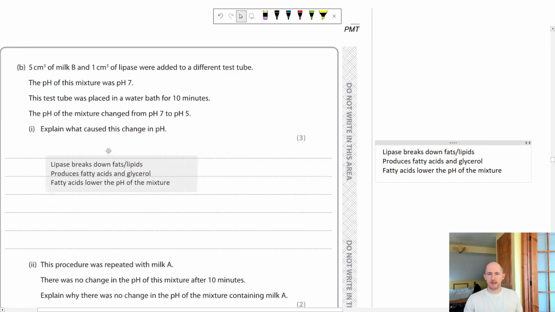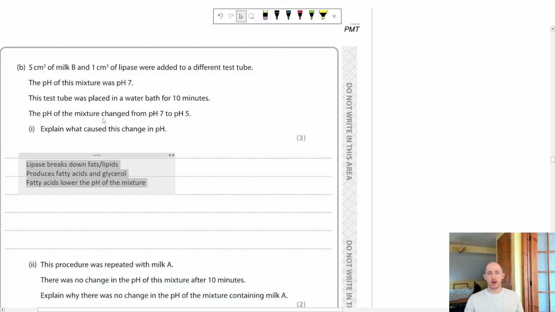And that's all from, even if I've never done this experiment before, I can work out what's going on by thinking about lipase. What does lipase do? Breaks down fats. Okay, what does that produce? Fatty acids. And the pH has become acidic. Put 2 and 2 together. The production of fatty acids must have lowered the pH of the mixture.